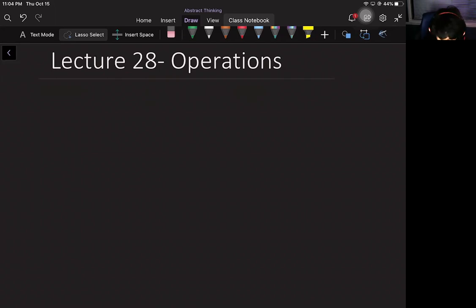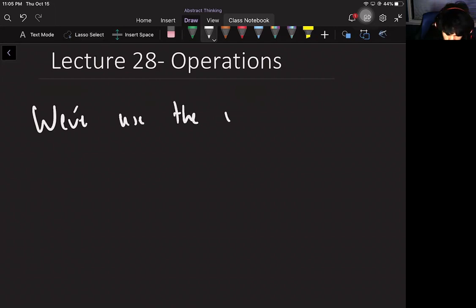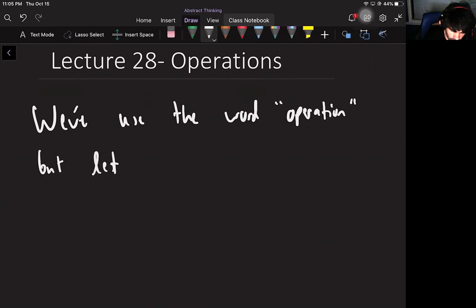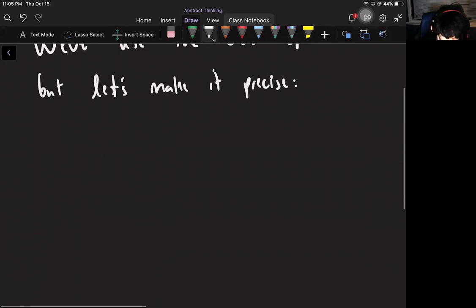So today we're going to be talking about operations, or binary operations. The idea is that we've already been using this word a lot, but now we want to make it precise. So we use the word operation, but as usual, you want to make things precise in math. And when you do that, it actually leads to a lot of very cool things.